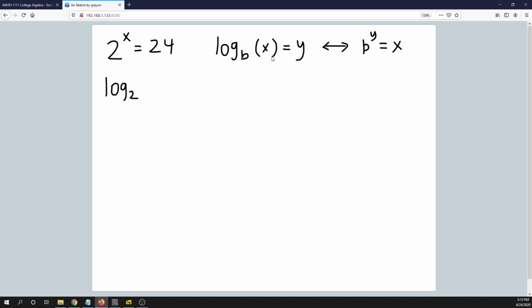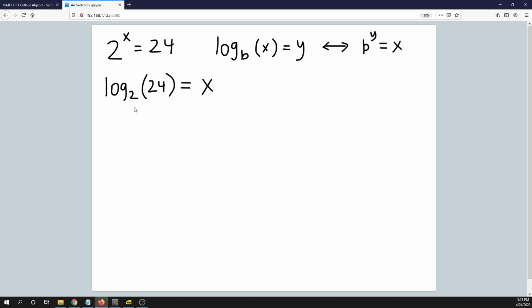And over here, the x, what was by itself on the equal side in the exponential form, goes inside the log here. And then the exponent goes by itself on the other side of the equal sign. And so you can see just by rearranging into this format, we've got the solution. We've solved it already. All right, so we have solved it using log base 2.